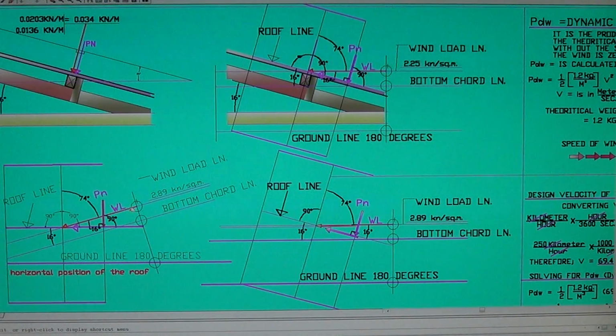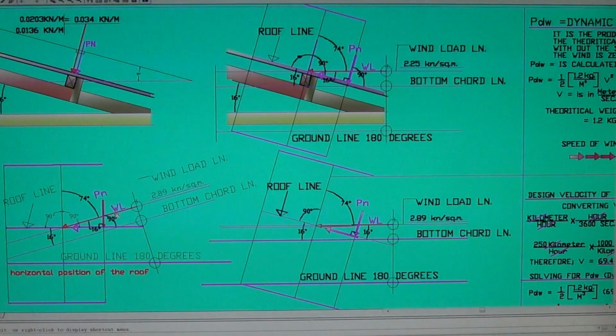See, the wind load now is an inclined load when you rotate this roof truss 16 degrees parallel to the ground. That's the horizontal position of the roof, and this is the wind load now, at 16 degrees. See, the PN is 90 degrees with respect to the roof. This is the roof line. So this is what we're looking for, that load there.